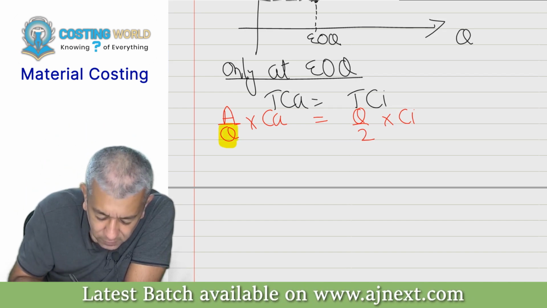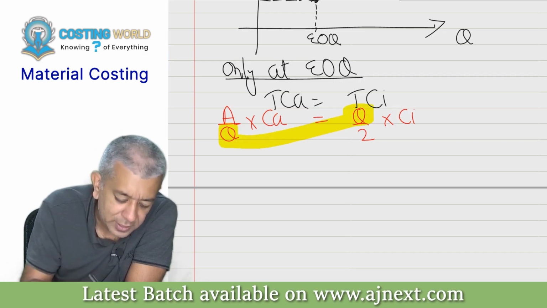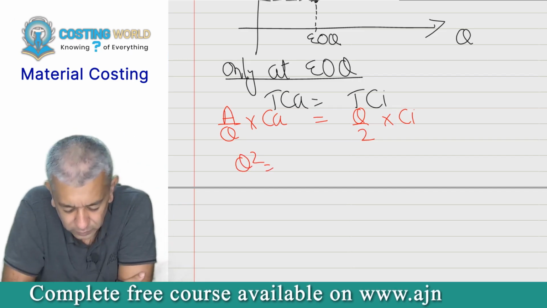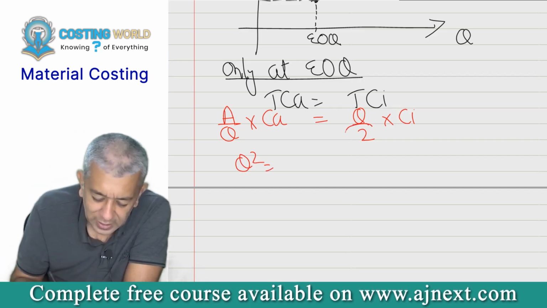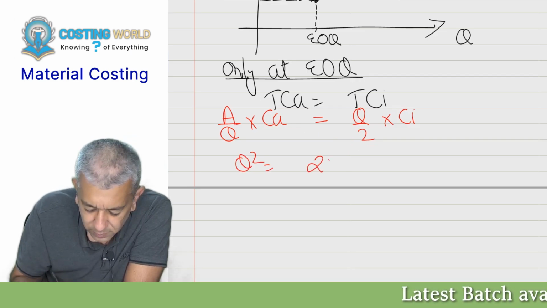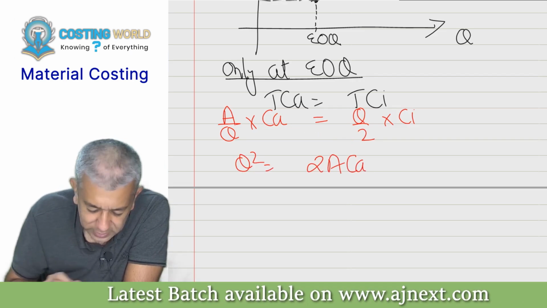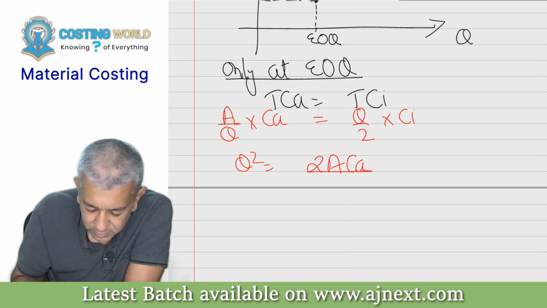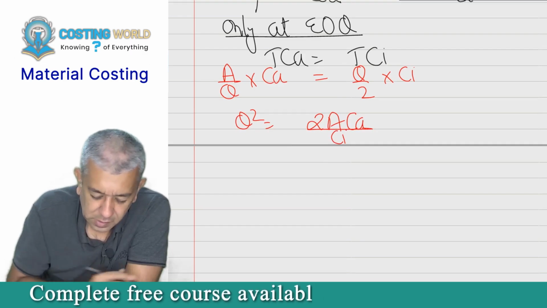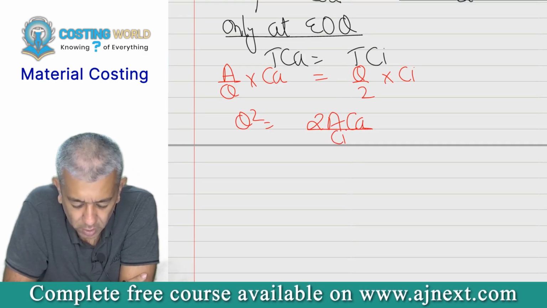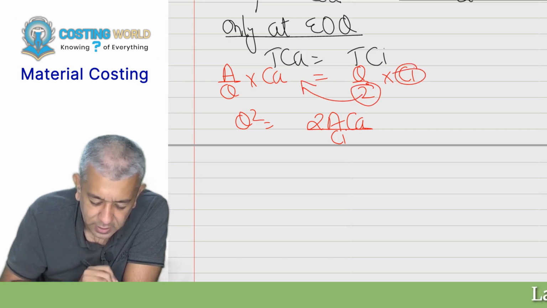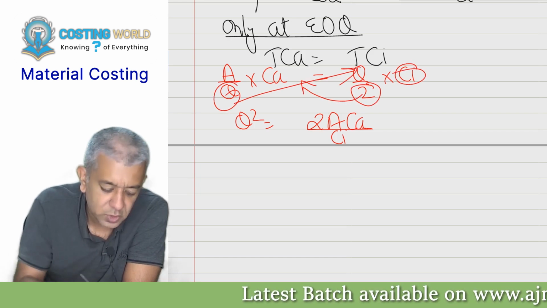So this thing, I'm shifting it to this particular side. So therefore, it will become Q square. And this thing you shift over here. So therefore, this will be 2ACA divided by CI. You all understood what I have done? I shifted this and this on this particular side. I shifted this Q on this particular side.